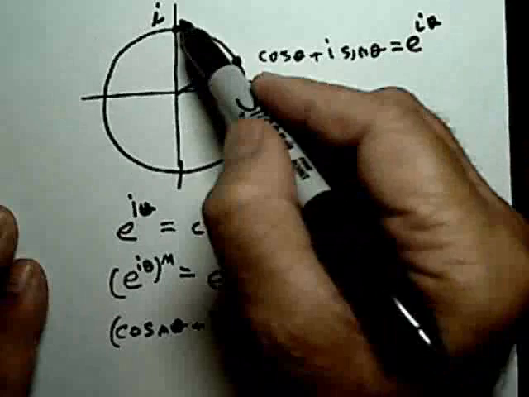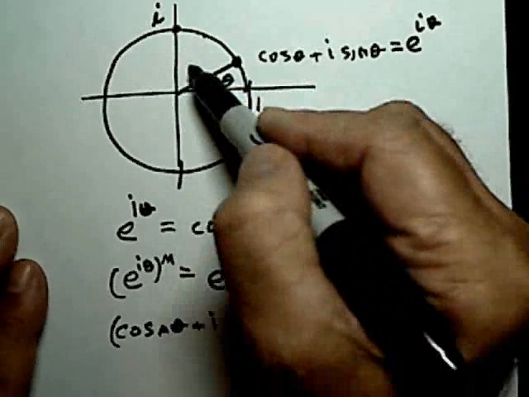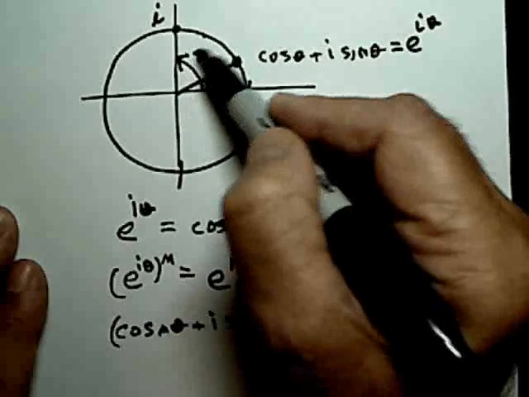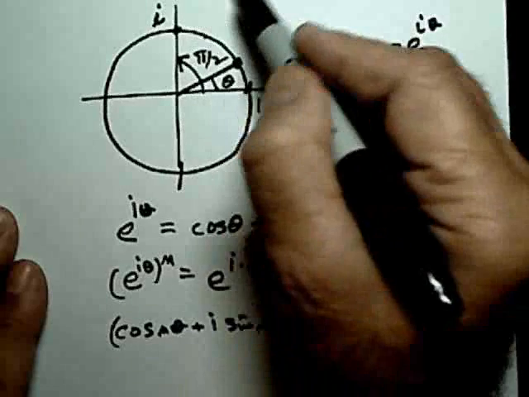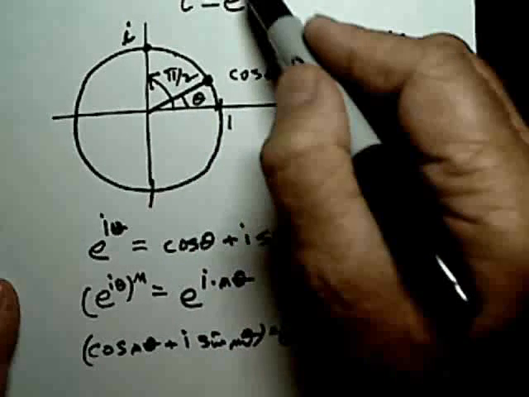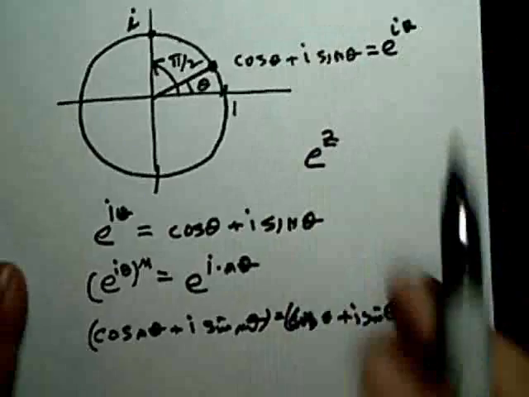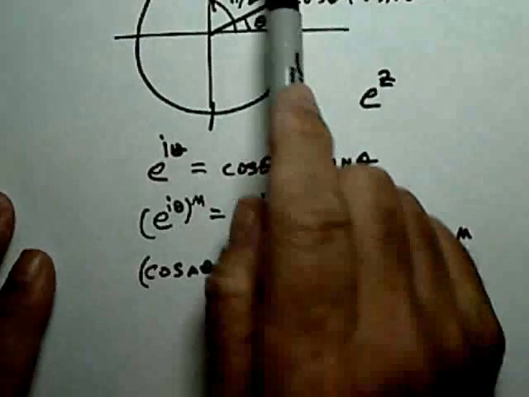And so what would this point be? Well, what's the angle here? Well, the angle here is pi over 2. So i is equal to e to the i times pi over 2. Okay, so that is another way of expressing i.